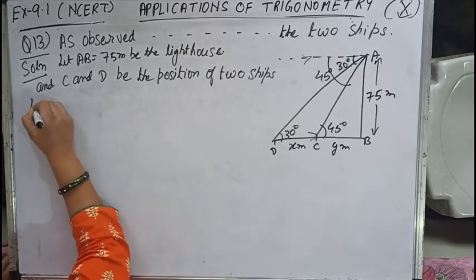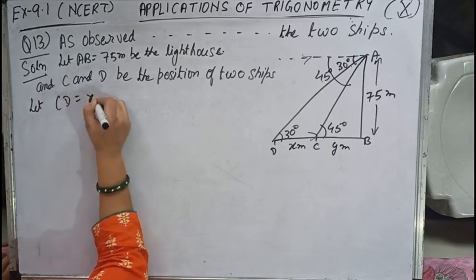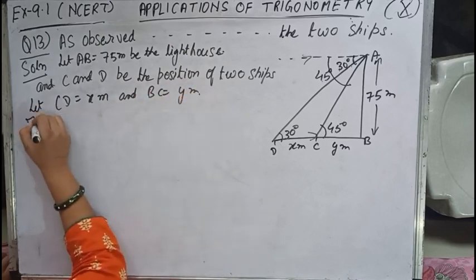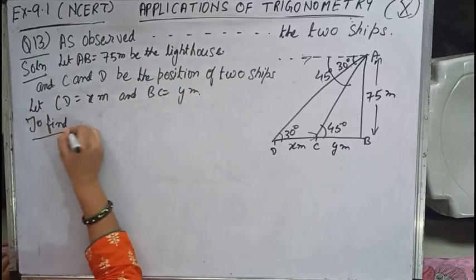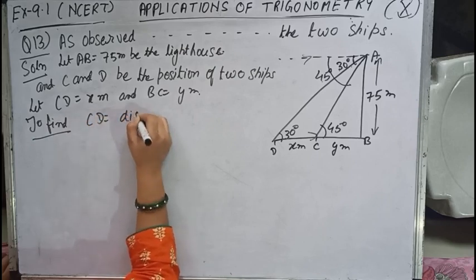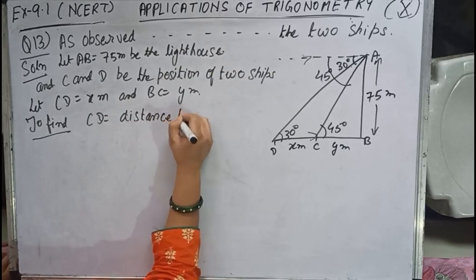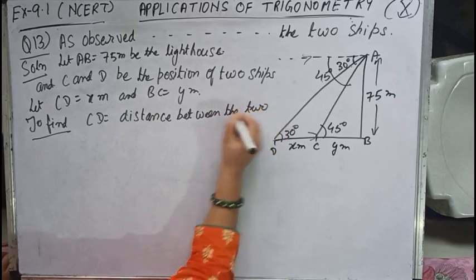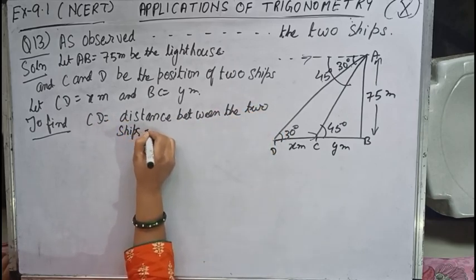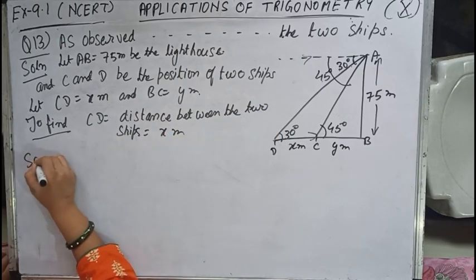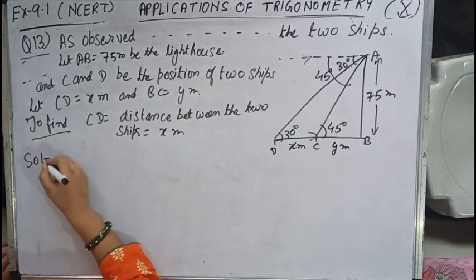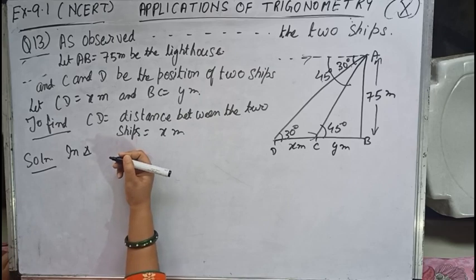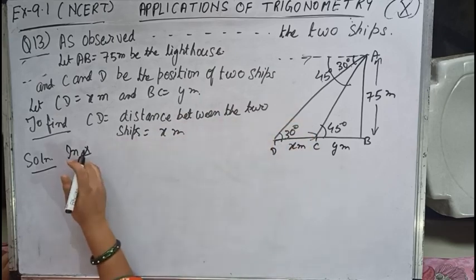Let CD equals to x meter and BC equals to y meter. To find CD, the distance between the two ships, equals to x meter. Now in the solution part, in triangle, so we have to explain if we wish, but with figure also it is quite explained.